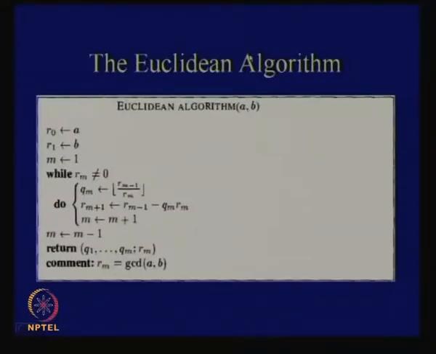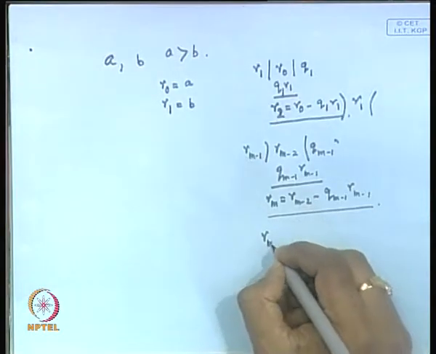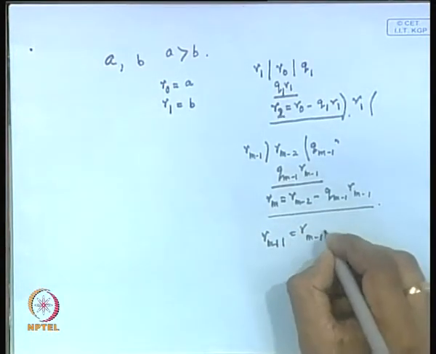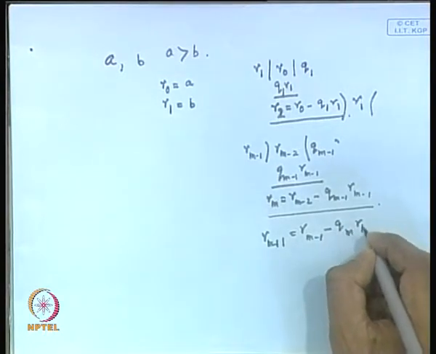So why does this algorithm work? This is the pseudocode of the algorithm. You see that a has been stored in r0, b has been stored in r1, and you start with m equal to 1 and compute the quotient. The quotient Qm is the floor of Rm minus 1 divided by Rm. Then you get Rm plus 1, which is Rm minus 1 minus Qm into Rm. The same thing as in the equation we wrote, you can also write Rm plus 1 equal to Rm minus 1 minus Qm Rm.